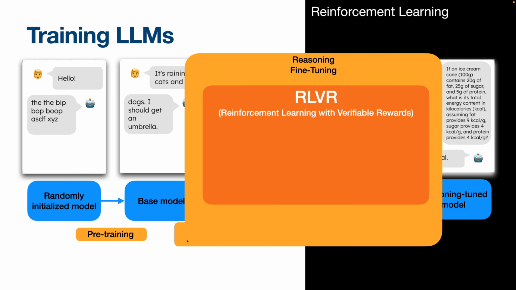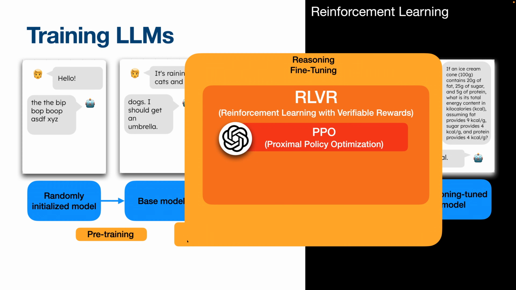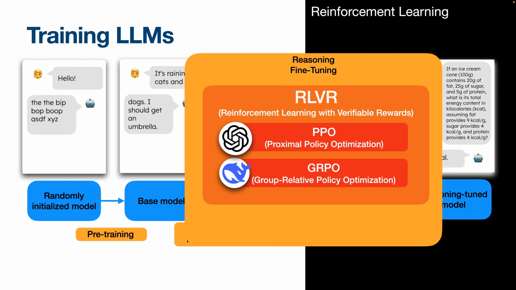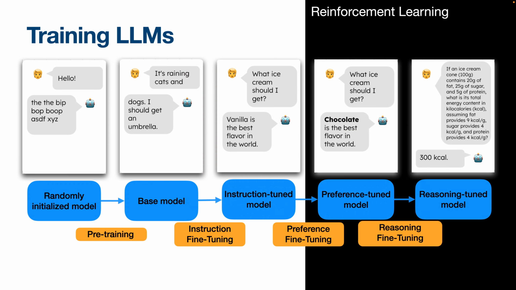At its core, RLVR also needs an algorithm that updates the model weights based on the correctness signal. For this purpose, we could use OpenAI's PPO, which we already encountered in the context of RLHF, or DeepSeek's GRPO, which is a much more efficient alternative. So hopefully this gives you an idea of where GRPO fits into the LLM training pipeline.